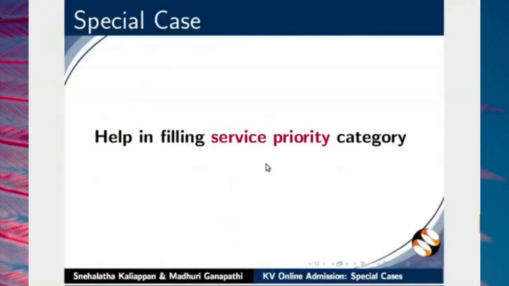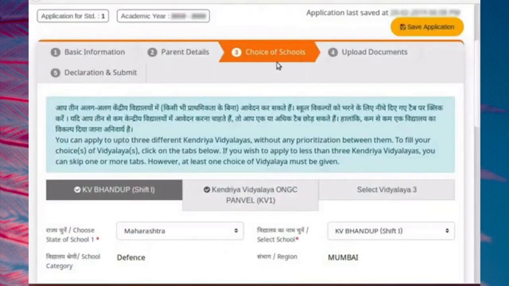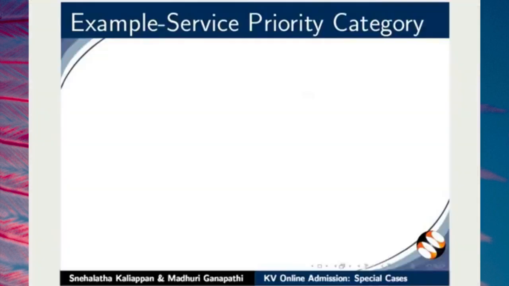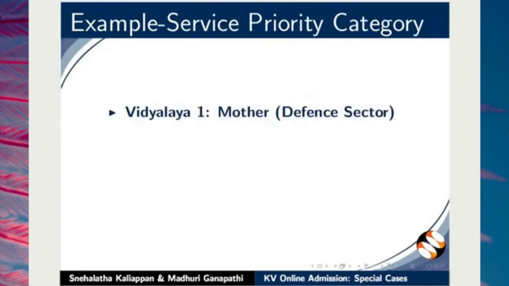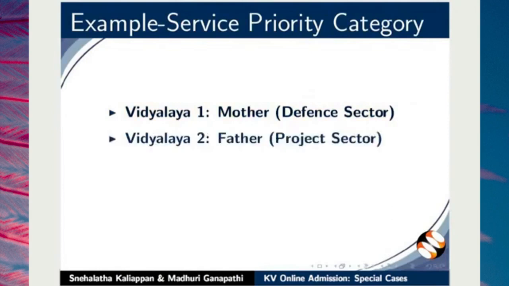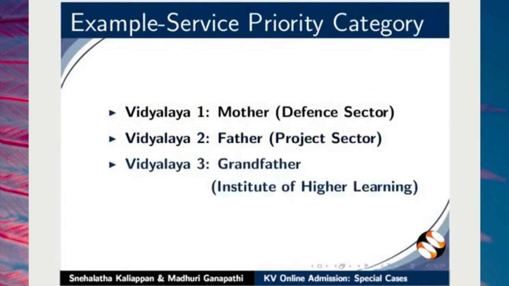Next, I will demonstrate how to use help in filling service priority category. Here I have opened Choice of School section of an online application form. For demonstration, I have taken the following examples to fill the Choice of Schools section for a child. Vidyalaya 1. We have chosen service priority of mother who is an employee of defense sector. Vidyalaya 2. Service priority of father who is an employee of ONGC. Vidyalaya 3. Service priority of retired grandfather who was an employee of Institute of Higher Learning.